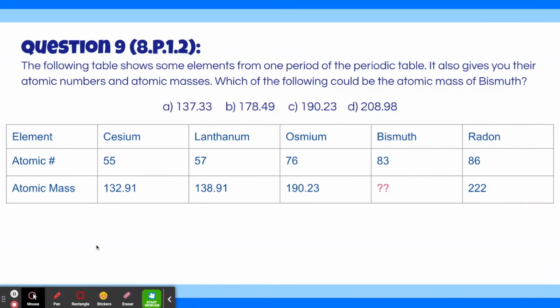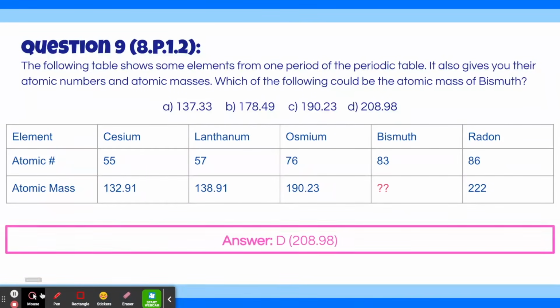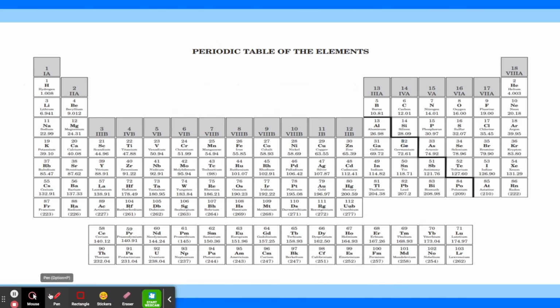Okay, I'm going to go ahead and put the answer up. The answer is D, 208.98. So in this problem, the numbers look really complicated, but we don't actually have to understand any of them. What we're looking for is a pattern. The first thing to note in this problem is that all the elements come from one period. Periods are the left to right rows of the periodic table.